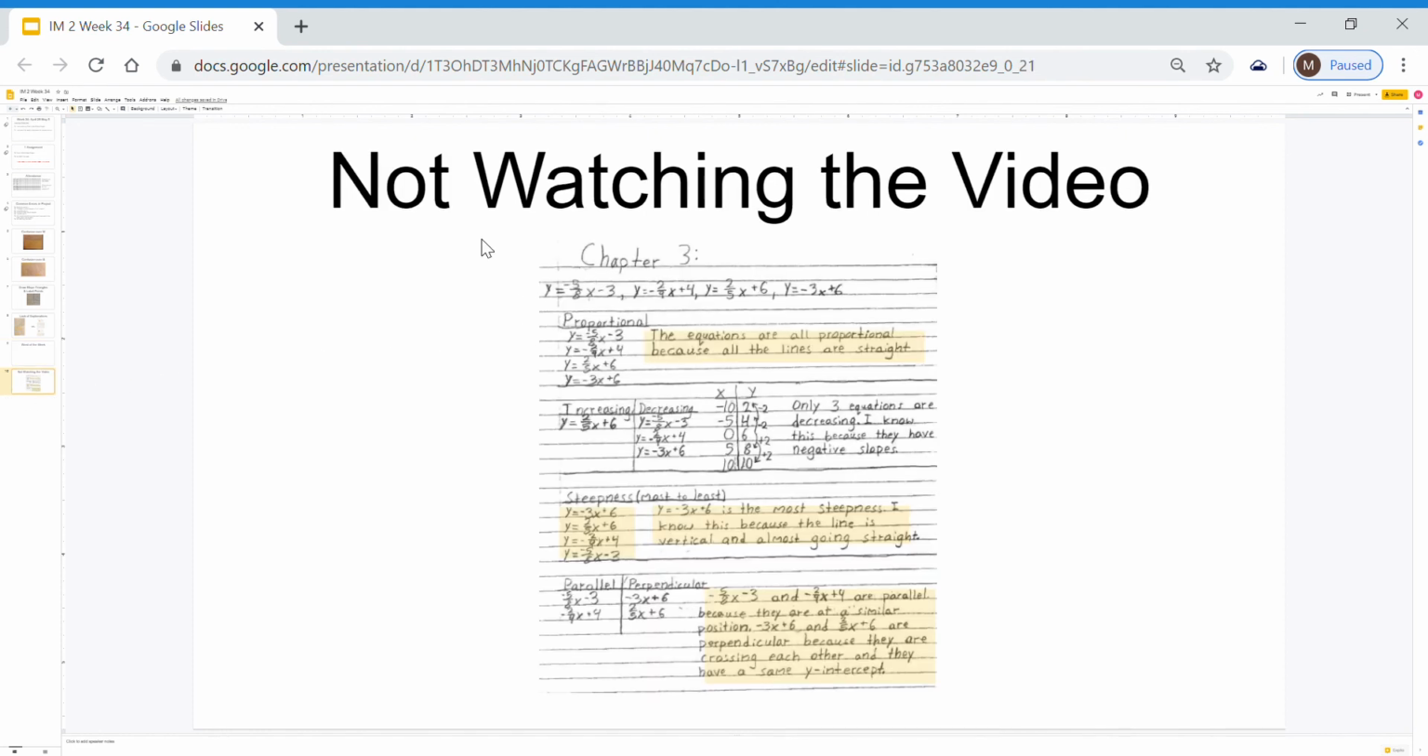And with that said, I can tell if you're not watching the video because when we look at student work and we give feedback, each one of these definitions, proportional, steepness, parallel, perpendicular, are all incorrect. If you watch the video, I explain what proportional means, what steepness looks like, what parallel looks like, what perpendicular looks like. So please make sure you're watching the video.